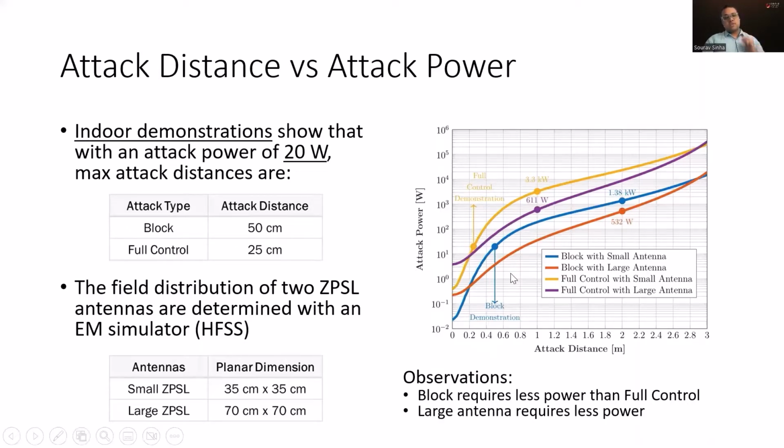So if we increase the block distance from 50 centimeter to 2 meters, the power required is 532 watt with a larger antenna and 1.38 kilowatt with a smaller antenna. And also for full control, if we increase it from 25 centimeter to 1 meter, the power required are 611 watt and 3.3 kilowatt respectively.